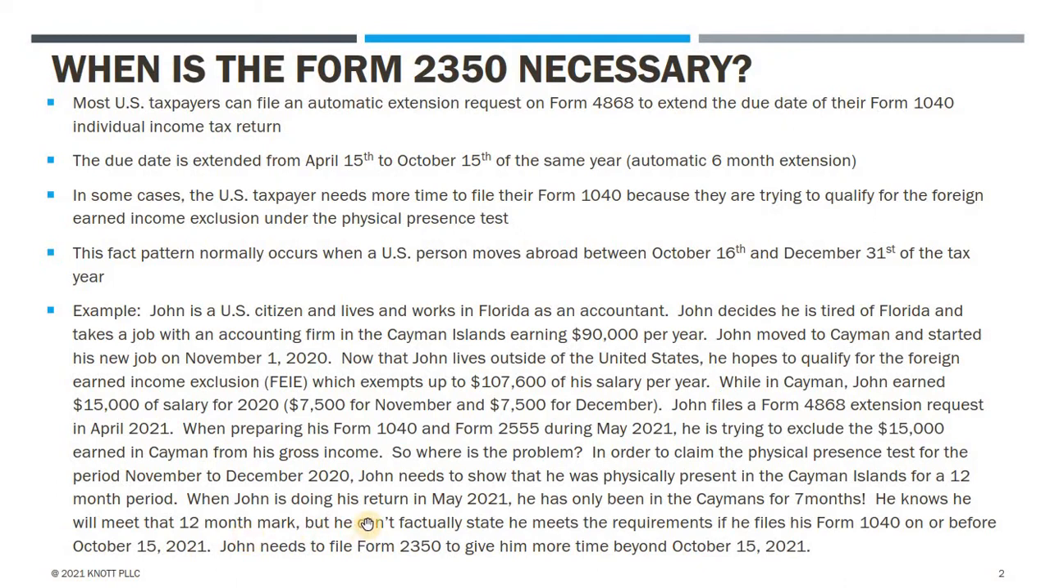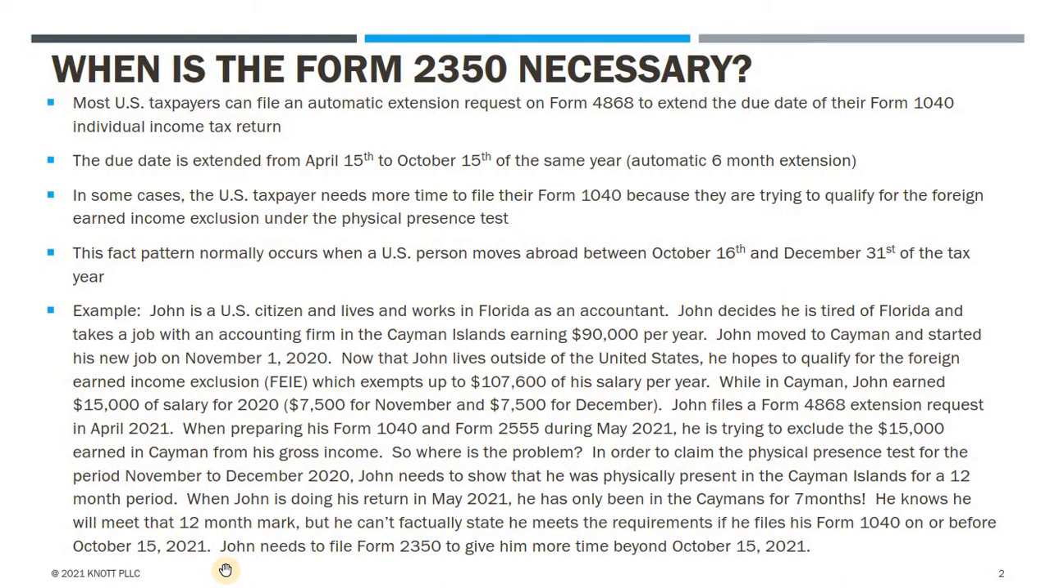But he can't file his return in May or June or even in October. He can't file it in October claiming that he meets the requirements under the physical presence test because it's factually impossible, right? If he files a return in, let's say, September 2021 or even October 15th, 2021, he can't say that I've been in the Cayman Islands for 12 months because he's 15 days short if he files on October 15th, 2021. So this is why the 2350 form exists.